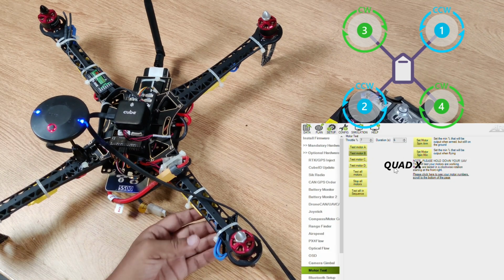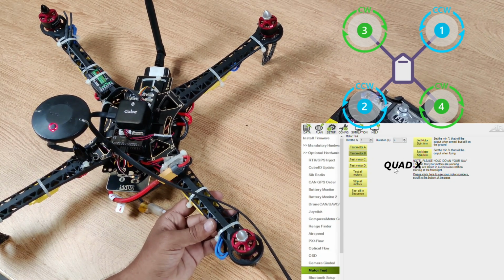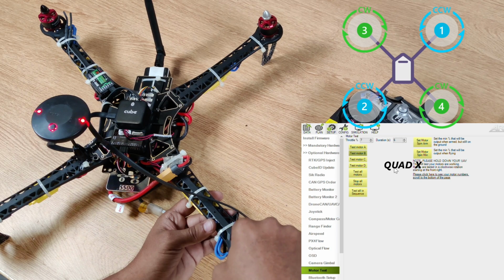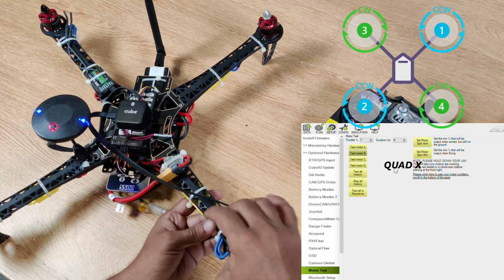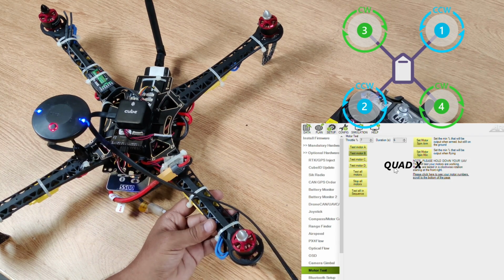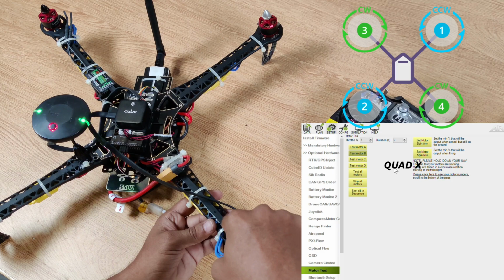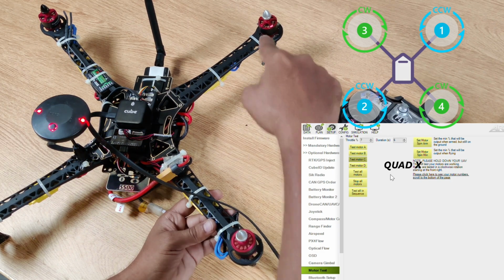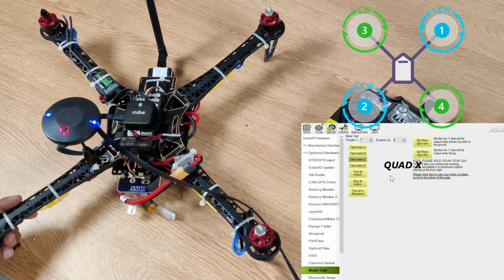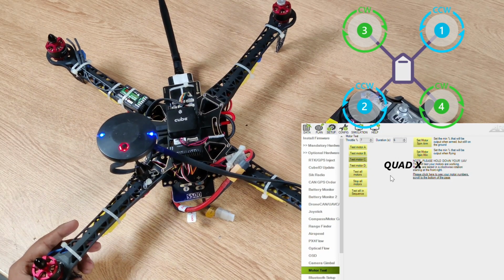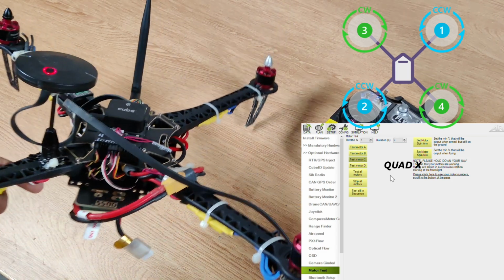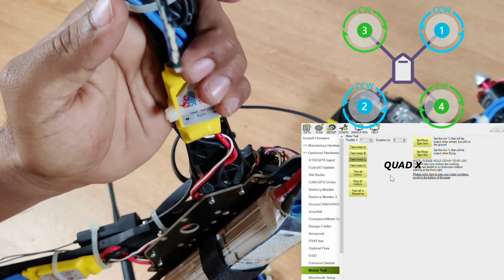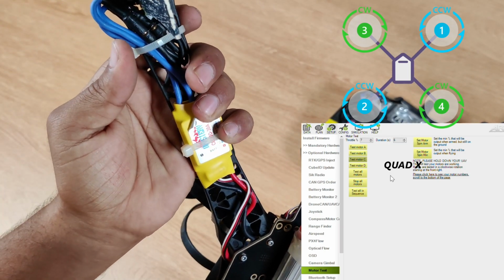For example, if motor B is spinning in the wrong direction, you can swap any 2 of 3 wires connecting the ESC to the motor. If the motor spinning is wrong, you can easily swap any 2 of 3 wires connecting the ESC to the motor. For example, if the motor is spinning clockwise and it should be counterclockwise, swap any 2 of 3 wires connecting the ESC to the motor.